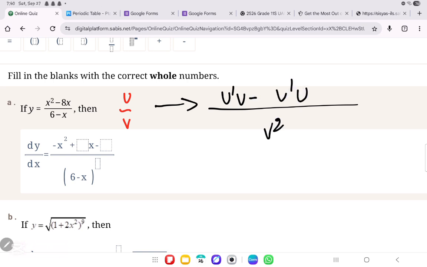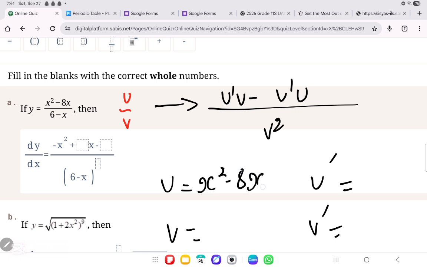Okay, let us find u, let us find v, let us find u prime, and let us find v prime. Let me just fix this. So what is the value of u? For us, the value of u in this scenario is x squared minus 8x. The value of v is 6 minus x. What's the value of u prime? The derivative of u is going to be 2x minus 8. And the value of v prime is going to be minus 1. Perfect. Now we just need to substitute. Instead of u prime, what do we put? We will put 2x minus 8. Instead of v, we will put 6 minus x.